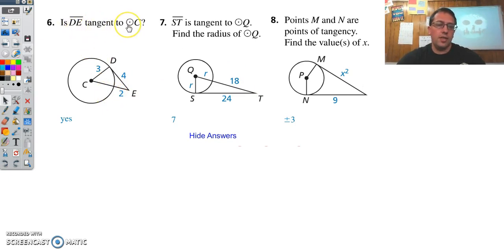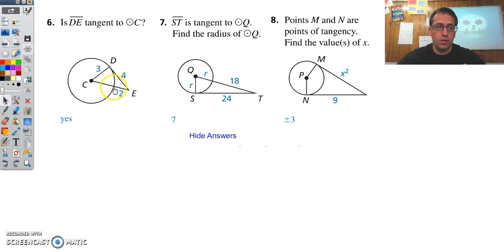So is this a tangent of circle C, DE? Well, if it is a tangent, then this is a right triangle, right? Because that's going to be a right angle. So we can use the Pythagorean theorem. Now, what some of you may have done is use 3 squared plus 4 squared equals 2 squared. However, CE is not a length of 2.